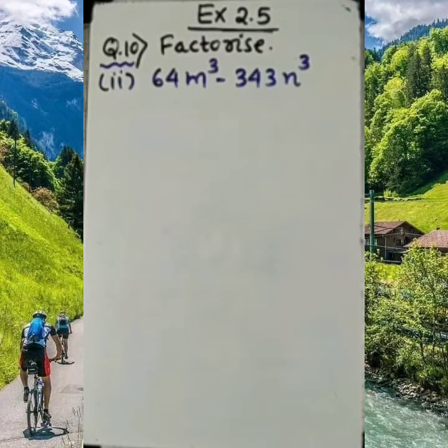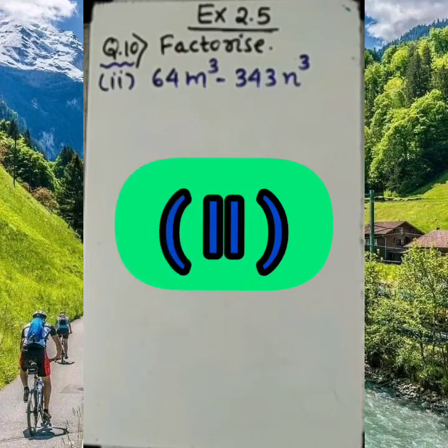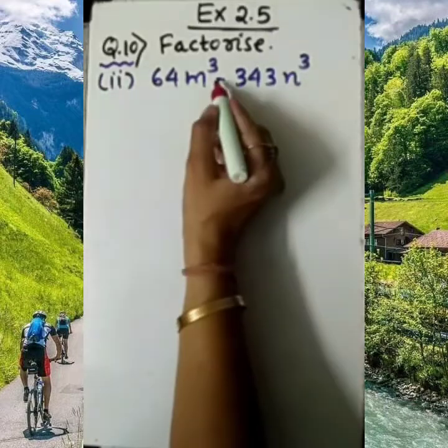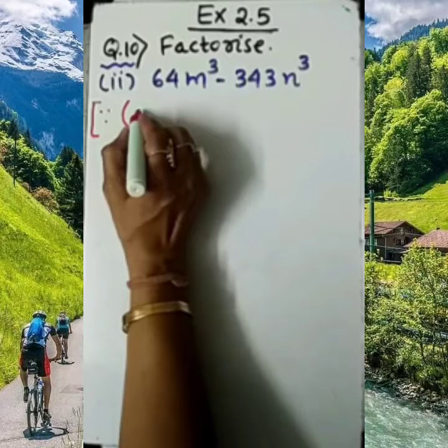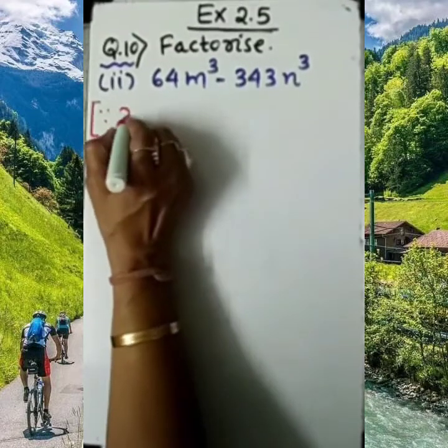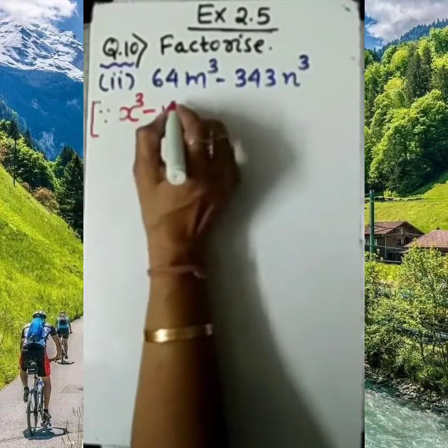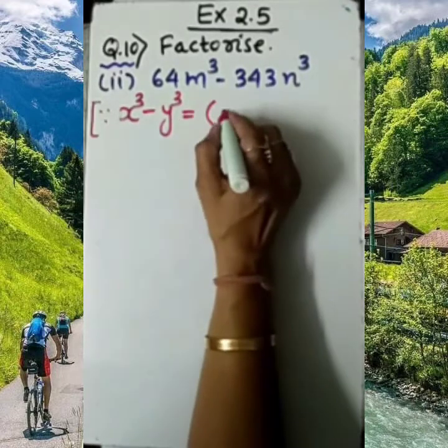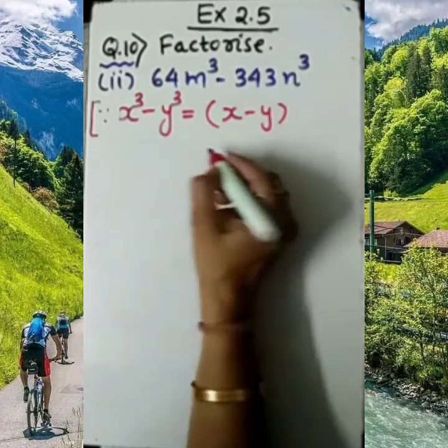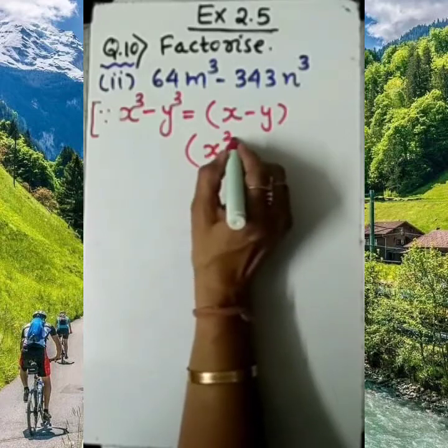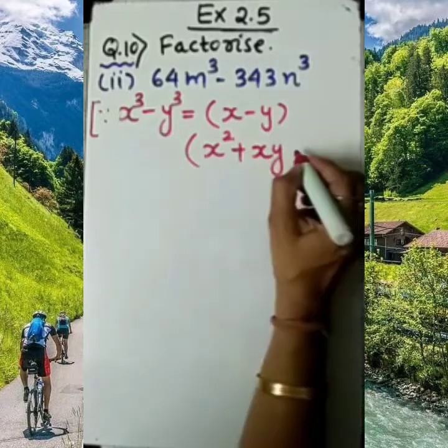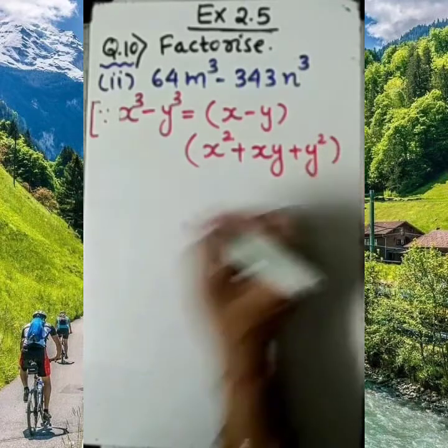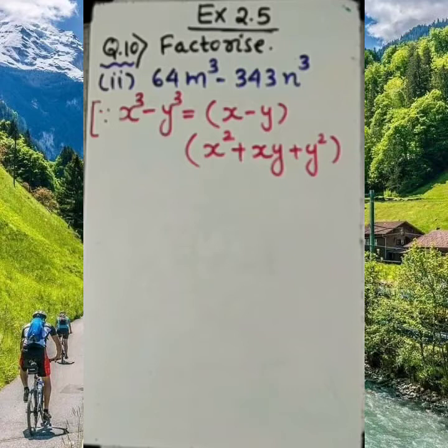The next part of question 10, the second part, is 64m cube minus 343n cube. Here we need to apply the minus identity. I am writing it here for your better understanding. The identity is x cube minus y cube equals, in the first bracket x minus y, and in another bracket x square, here minus so we need to write plus, plus xy, and of course y square. Right? This is our identity.